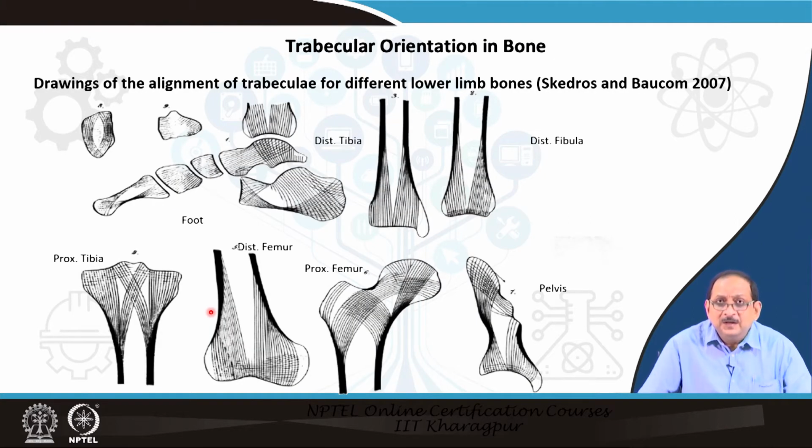Now, in this slide, the drawings of the alignment of trabeculae for different lower limbs have been presented. So, the trabecular orientation in foot, distal tibia, distal fibula, proximal tibia, distal femur, proximal femur and pelvis has been plotted.